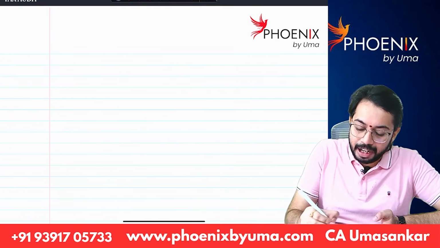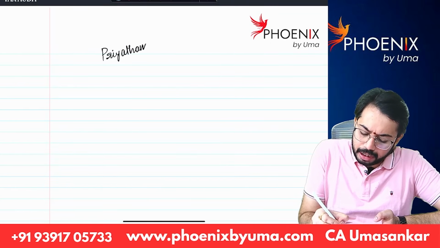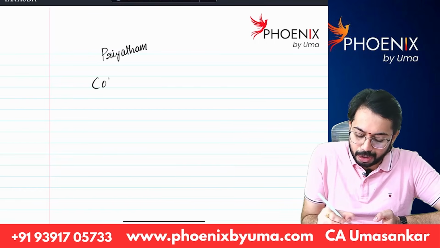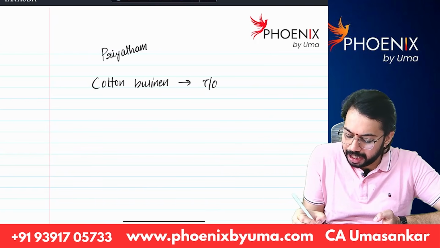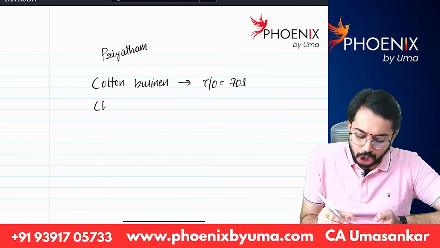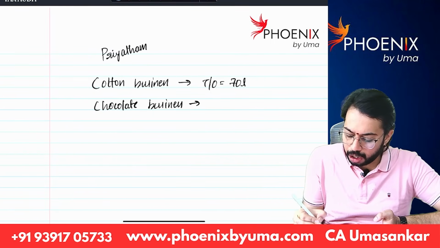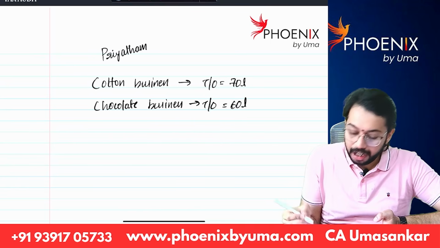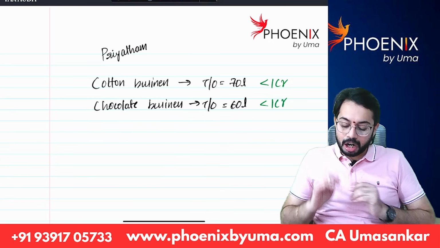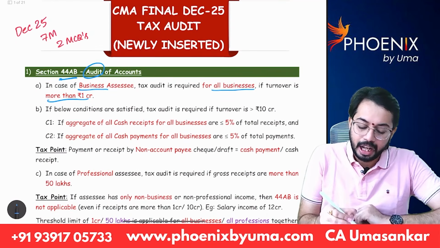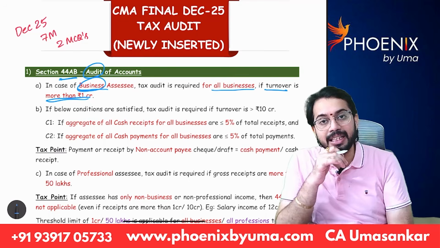Let's say there is an individual, his name is Priyatam. He is doing 2 businesses. Let's say he is into the cotton business. Cotton business turnover is 70 lakhs. He is into the chocolate business also. In the chocolate business, turnover is 60 lakhs. Individually, turnover is less than 1 crore. But as per the provision, in case of business, if turnover is more than 1 crore, then tax audit is applicable.